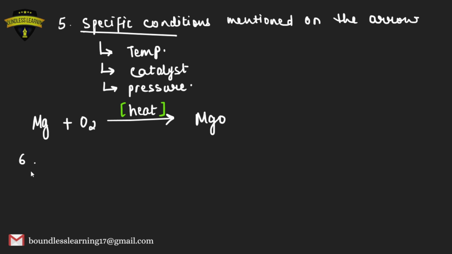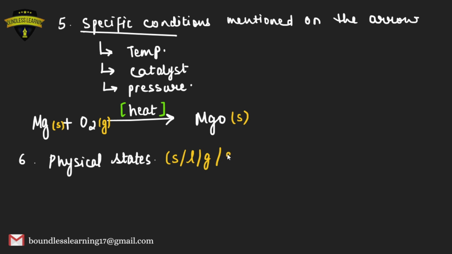Next comes, the chemical equation can also be made informative by adding the physical states of the reactants and the products. For example, magnesium is a solid, so I can write (s), small s in the bracket, in front of magnesium. Oxygen is a gas, so I can write (g), and magnesium oxide is again a solid. So I can write these physical states: solid, liquid, gas, aqueous (aq), in front of these reactants and products.